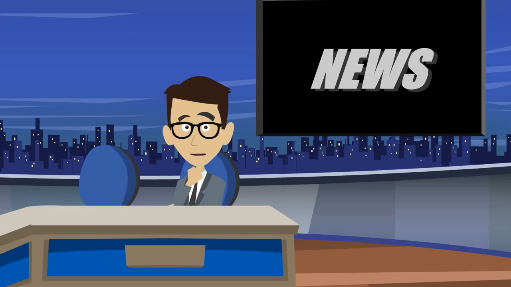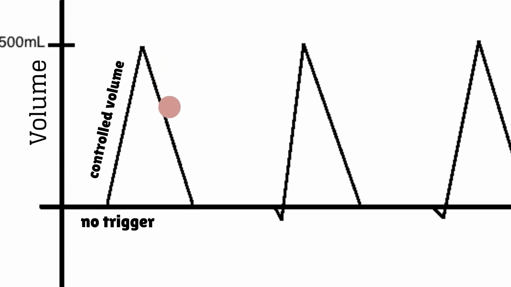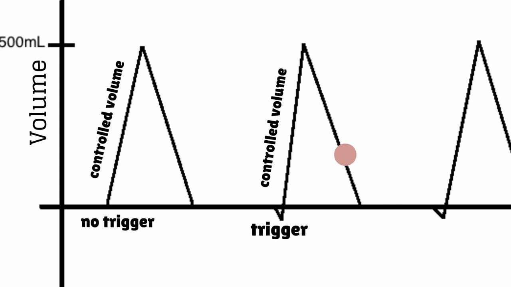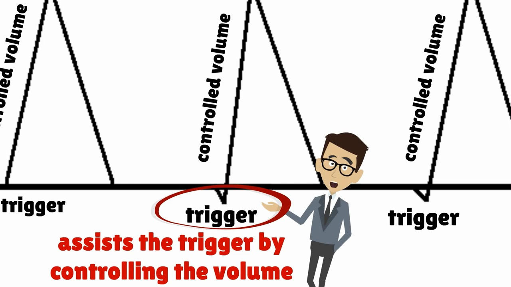So let's look at the difference between a breath that is delivered in the AC mode versus the SIMV mode. In volume AC, the AC stands for assist control. And in this mode, when the patient reaches the trigger, the ventilator will assist the patient's effort by giving the set controlled tidal volume. In other words, it assists the patient by controlling the amount of volume the patient receives.